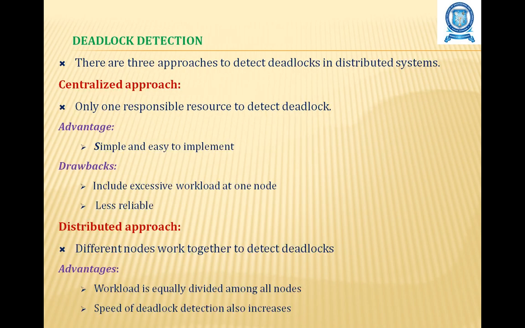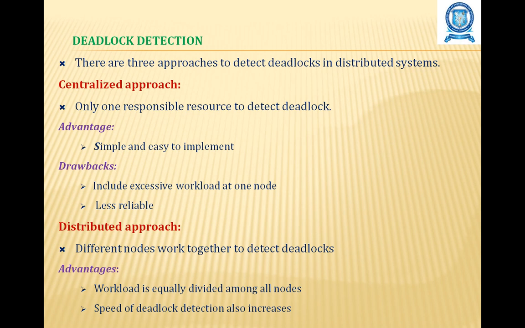There are three approaches to detect deadlocks in distributed systems. The first approach is the centralized approach. Here there is only one responsible resource to detect deadlock. The advantage of this approach is that it is simple and easy to implement, while the drawbacks include excessive workload at one node and a single point of failure, which in turn makes the system less reliable.